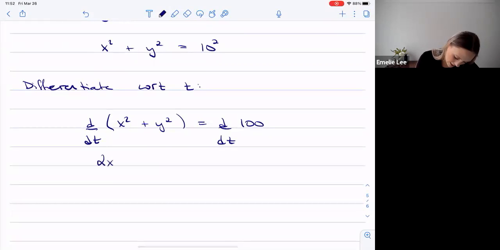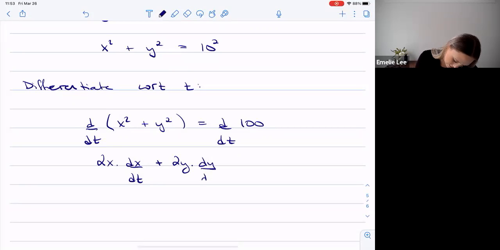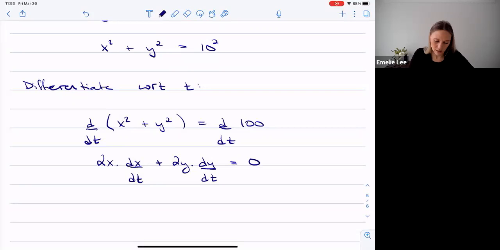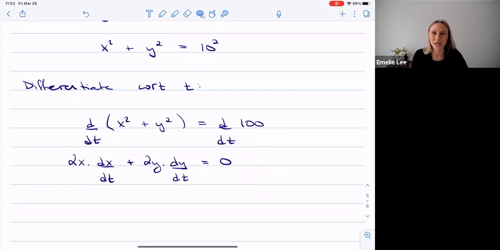Which is this next step. So we get 2x, the derivative of the outside, times the derivative of the inside, dx/dt, plus the derivative of the outside is 2y, times the derivative of the inside is dy/dt, is equal to 0. And because I can, I'm going to retroactively stack my equal signs. Make it look nicer.